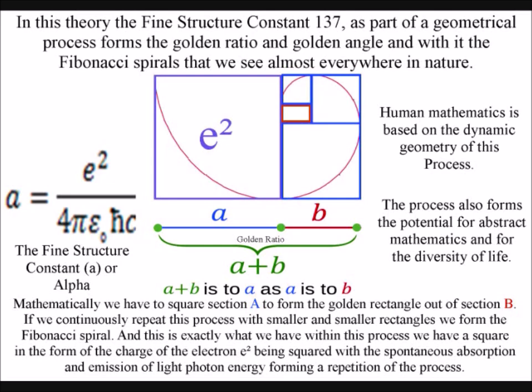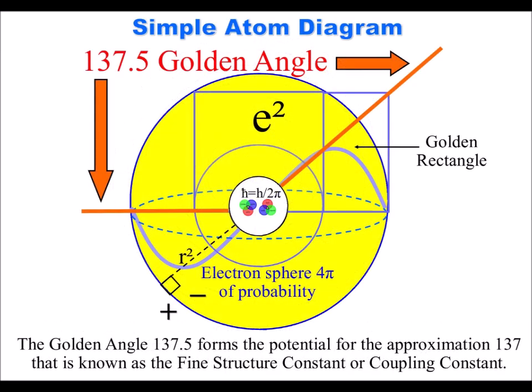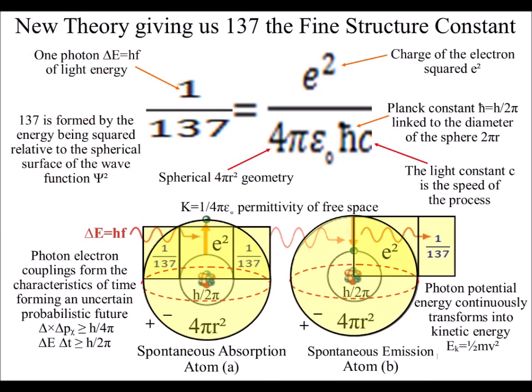Energy levels continuously cascading down will repeat this process with smaller and smaller rectangles, forming the Fibonacci spiral. This geometrical process also forms the golden angle, 137.5, that in the mathematics of quantum mechanics is seen as the fine structure constant or coupling constant that is linked to the charge of the electron squared, the Planck constant, and the speed of light c.